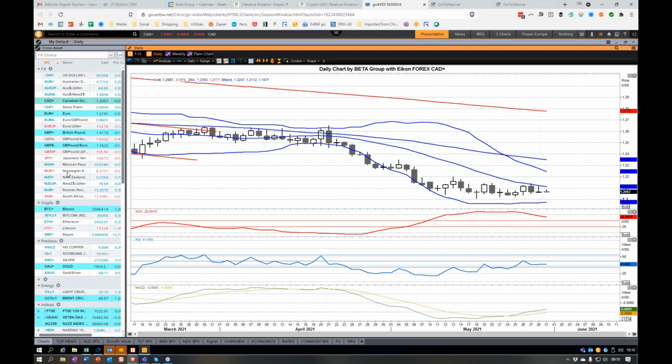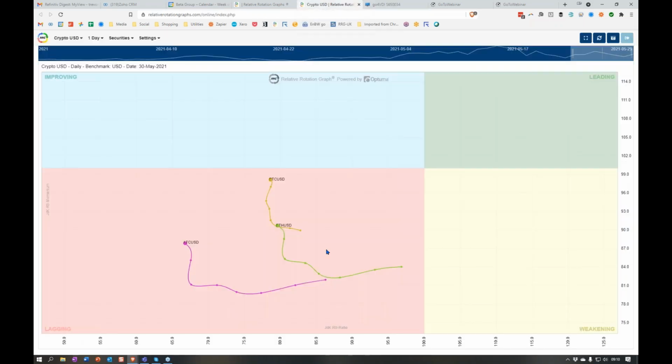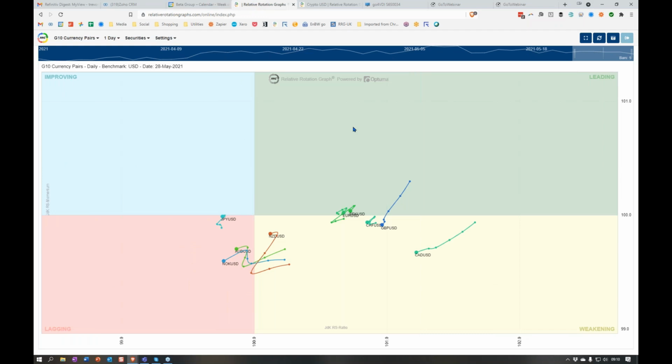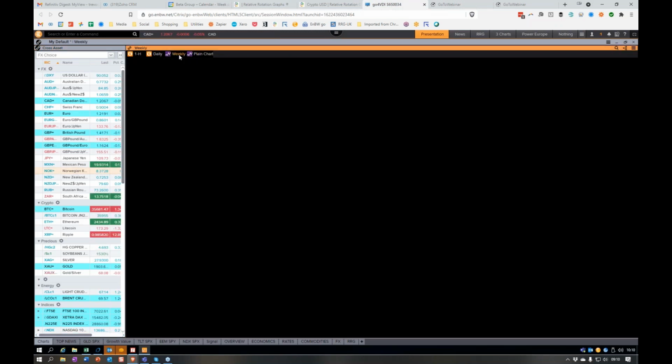I did want to look at a follow up from last week. We were talking about the Norwegian crown. Remember where it was in the RRG, the Norwegian crown. It's moved right over here now. So it's lost all its attractiveness, if you like, from my perspective. So here it is. Look at the weekly chart here.